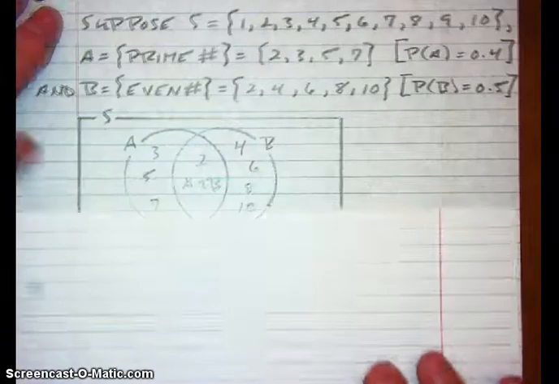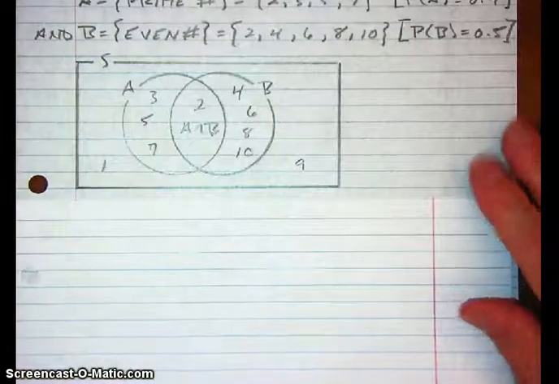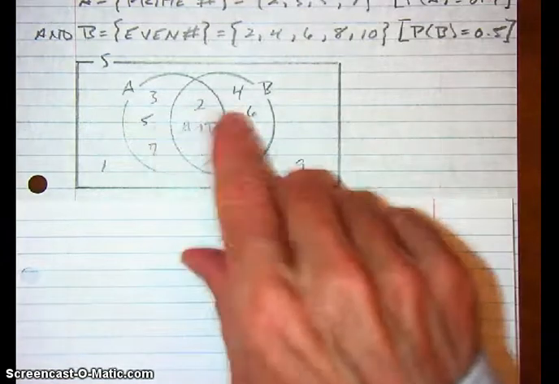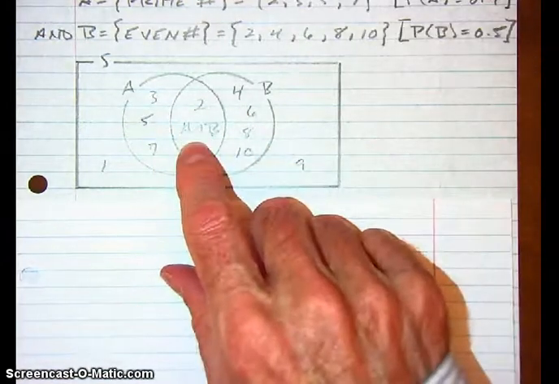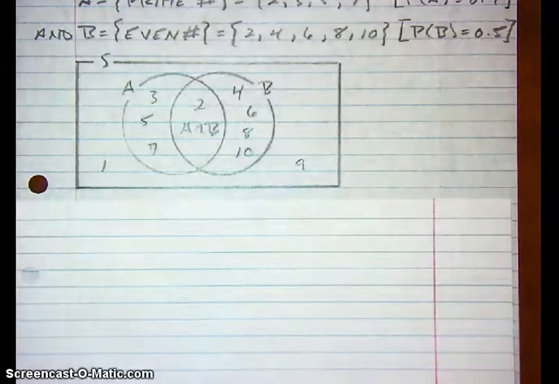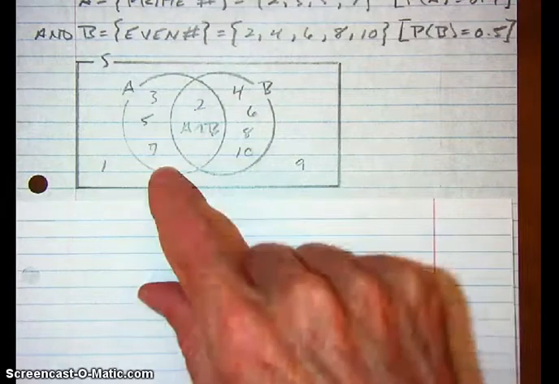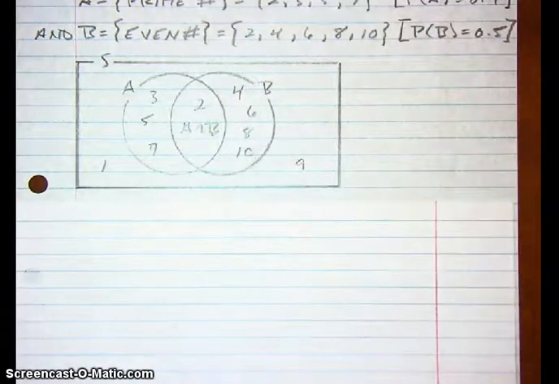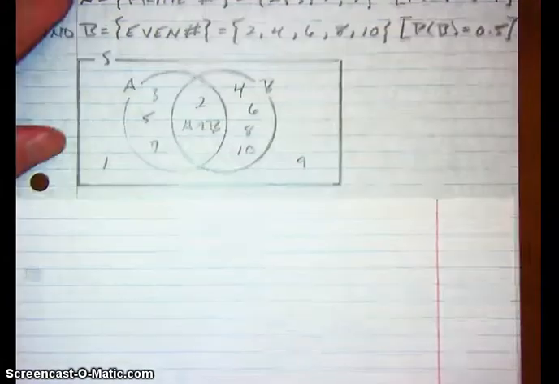Here's a Venn diagram that illustrates that situation. You see that we have the A circle and the B circle, and inside these two circles we have this overlap, A and B, and 2 is the only outcome that is in that little lens-shaped piece, because that's the only even number that is also prime. And then we have the other prime numbers out here in A, the other even numbers out here in B, and then 1 and 9 are neither even nor prime.